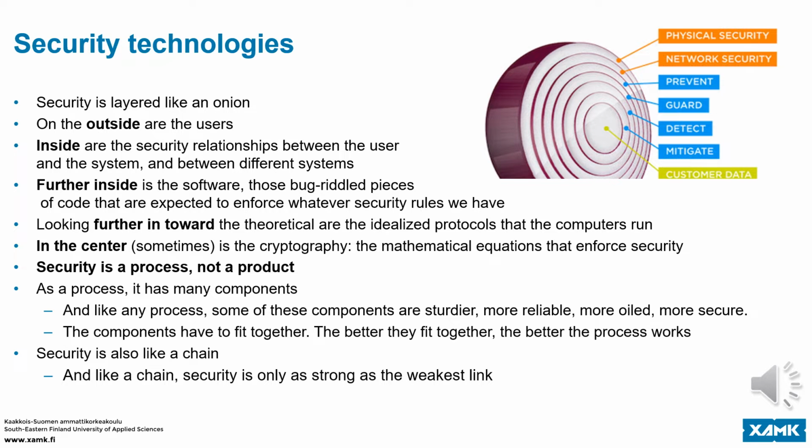On the outside are the users, how they use a computer system, who they trust, and what they do when the system fails. Inside are the security relationships between the user and the system and between different systems. Further inside is the software. Software are all of those bug-riddled pieces of code that are expected to enforce whatever security rules we have. Looking further inside we find the theory. These are the idealized protocols that the computers use. And in the center of it all, sometimes, is the cryptography, the mathematical equations that enforce security.